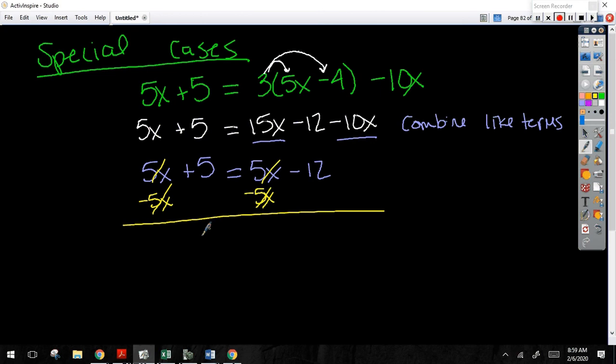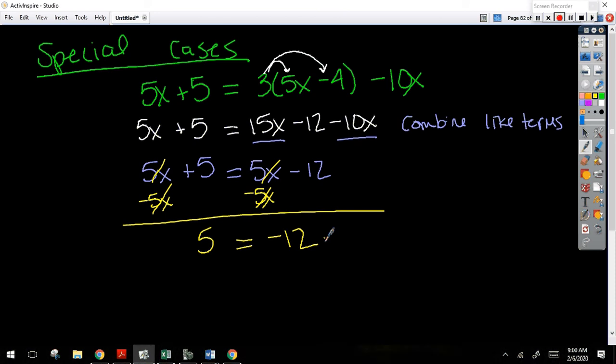Look what happens. There's no answer. Does 5 ever equal negative 12? In any world, is 5 and negative 12 the same thing? No solutions. This is special case number 1. When you solve it and the variables go away and you get something that's not true, it is no solution. That means there is nothing you could go back and plug in for x to make that equation work. It will never work. So we say it has no solution.